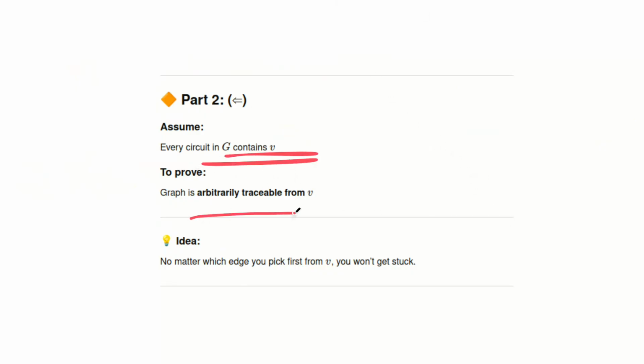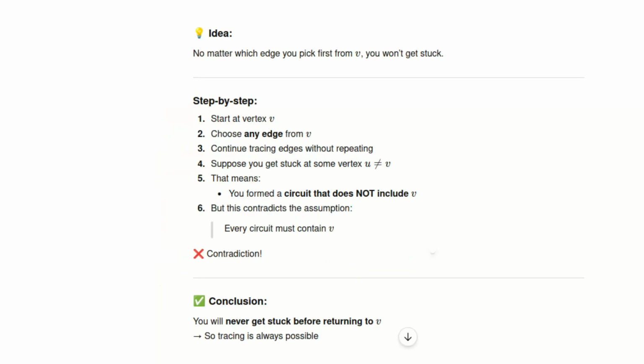Then I have to prove that the graph is arbitrary traceable. No matter which edge you pick from V, you won't get stuck. That is the main idea. If every circuit contains V, we start at vertex V, choose any edge from V and continue tracing edges without repeating. Suppose you get stuck at some vertex, that means you formed a circuit that does not include V. But this contradicts our assumption that every circuit must contain V. So if I'm starting at one vertex and moving along the edges from V, tracing each edge without repeating, we are not going to get stuck here.